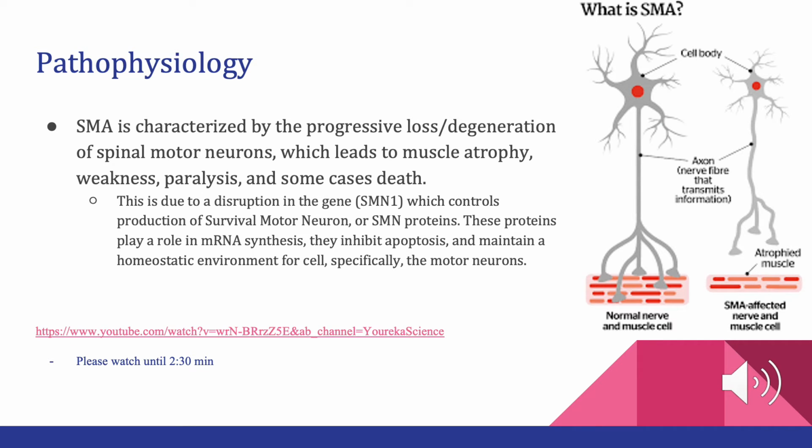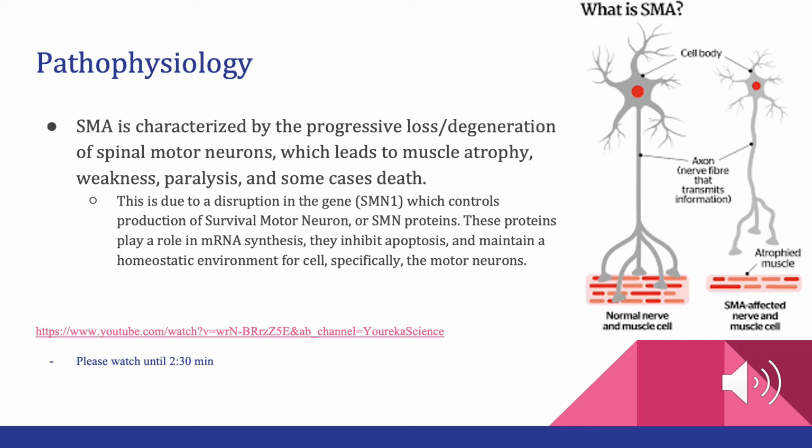So now getting into the pathophysiology of SMA. So SMA is characterized by the progressive loss or degeneration of spinal motor neurons, which leads to a lot of the symptoms that you'll see, like muscle atrophy, weakness, paralysis, and in some cases death.